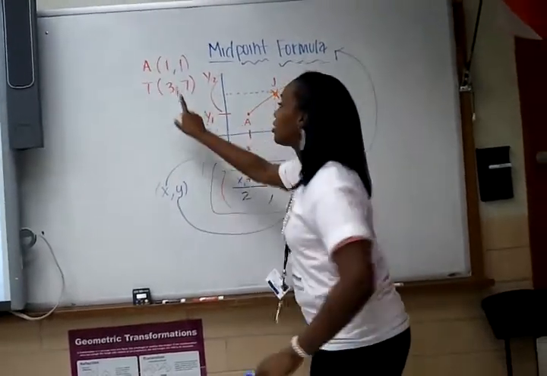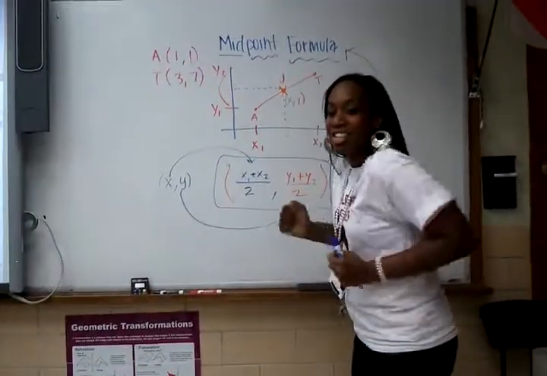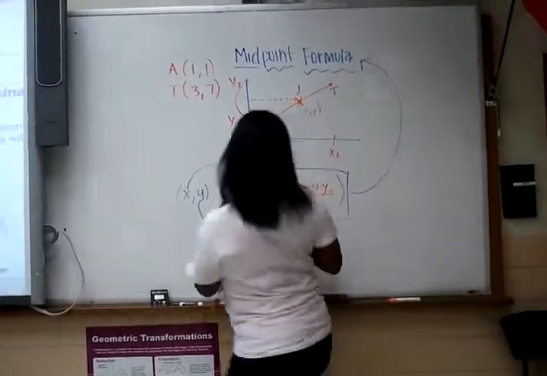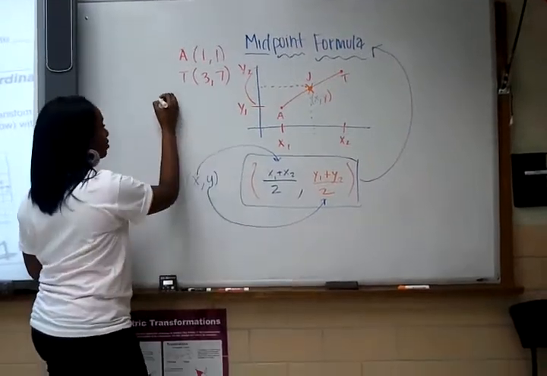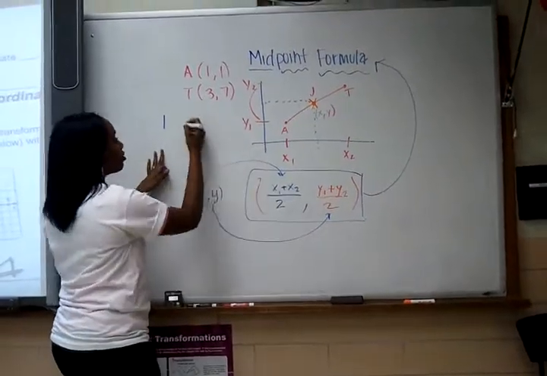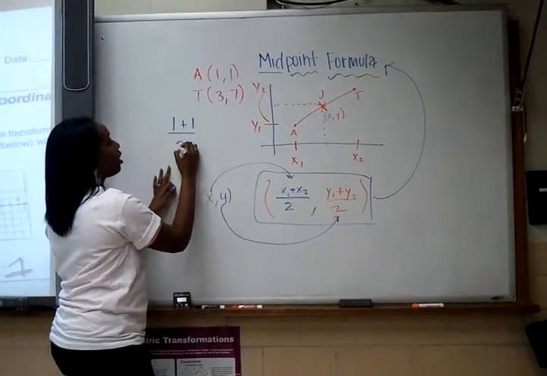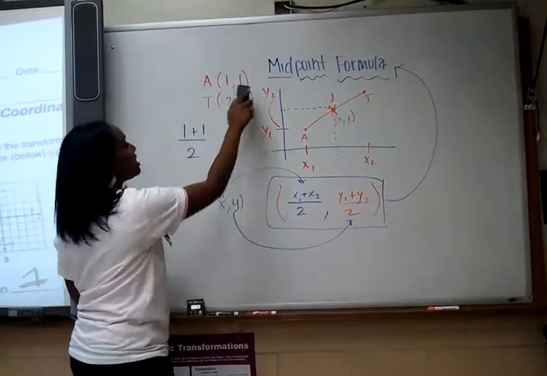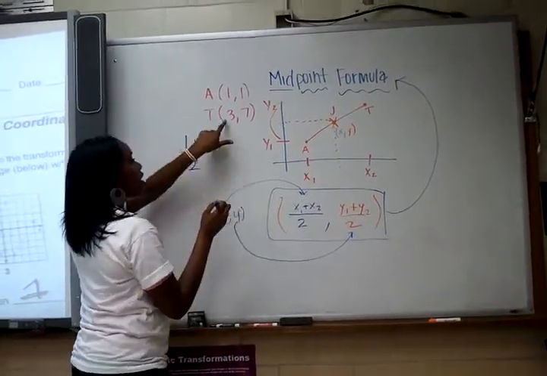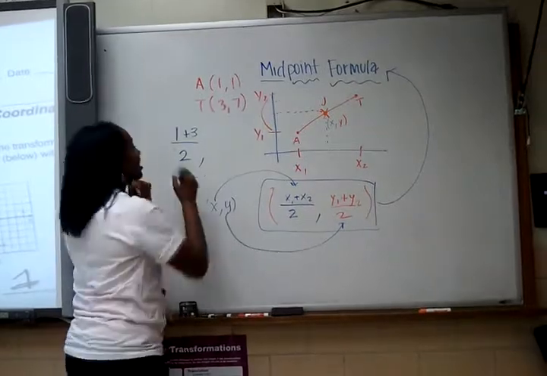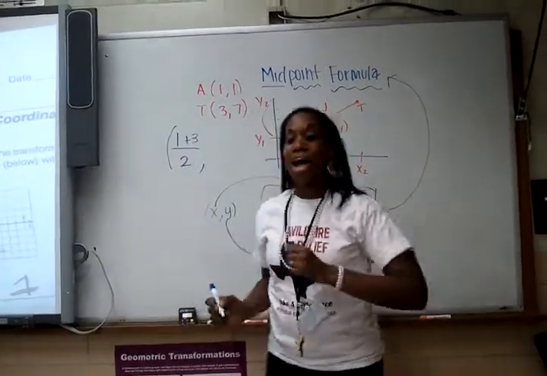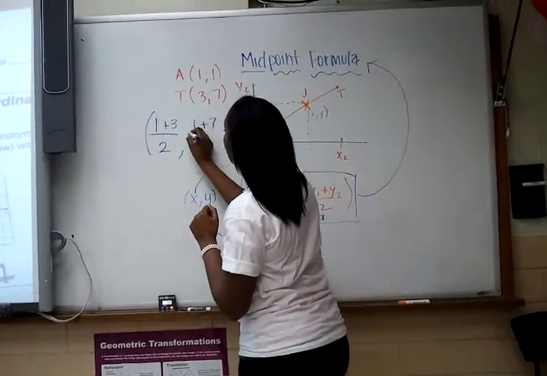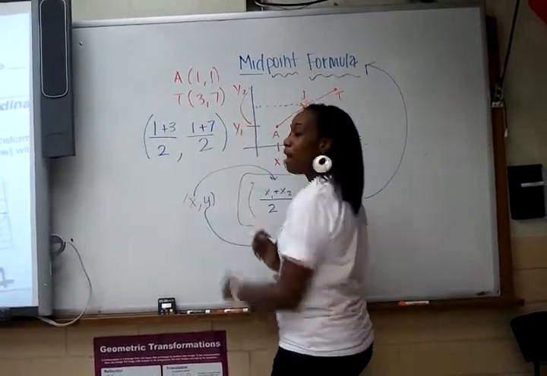In order to find J, we're going to do a little thing that I like to call plug and chug. Okay? So first we're going to plug, and then we're going to chug. So let's plug. What's x1? 1. x2? 1. All divided by 2. Oh, wait! Stop the press! x2 is not 1. x2 is 3. Good catch. Alright, how about the y's? y1 is 1. y2 is 7. Divided by 2.